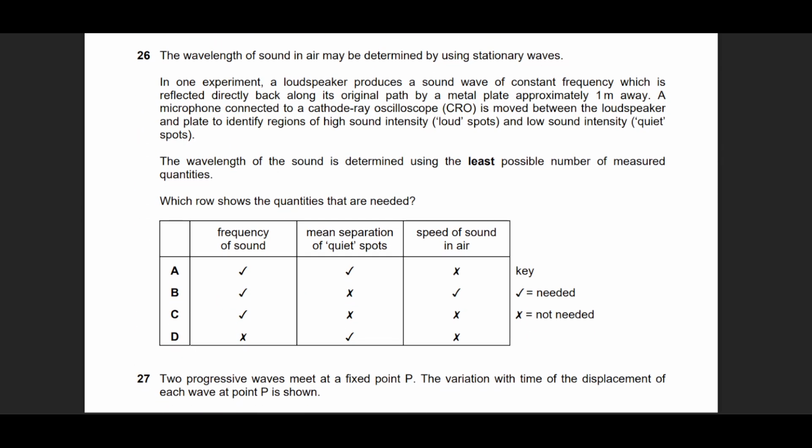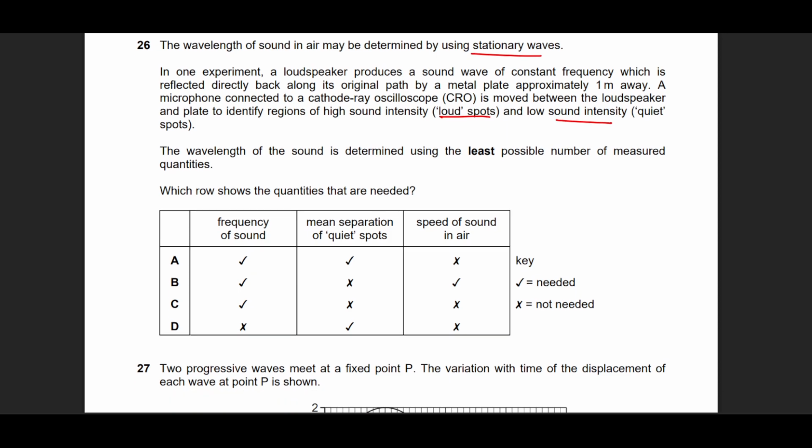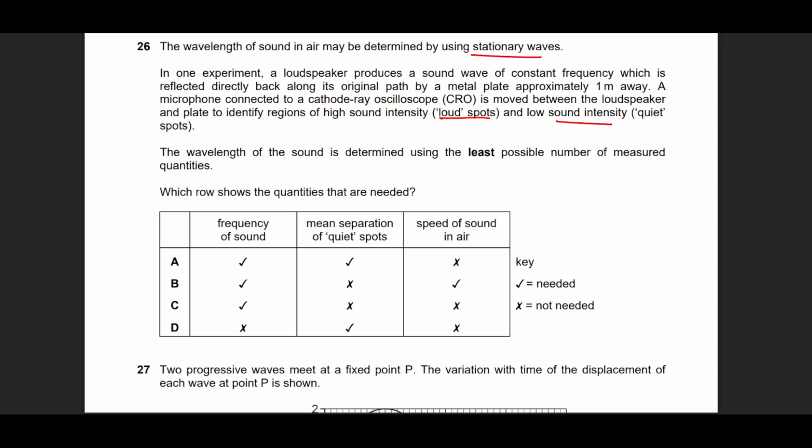Question number 26, he says, what's the minimum requirement for at least measuring loud spots, sound intensity? And this is probably a question about stationary waves. Which row is required? Frequency of sound. Frequency is not required because what he wants to do is measure the wavelength.